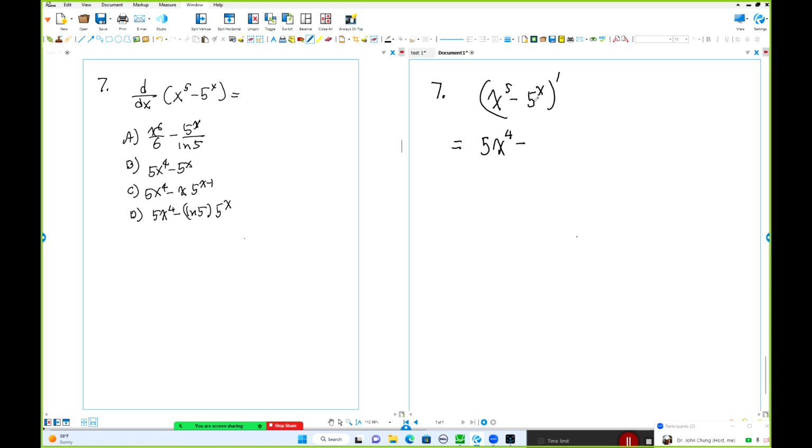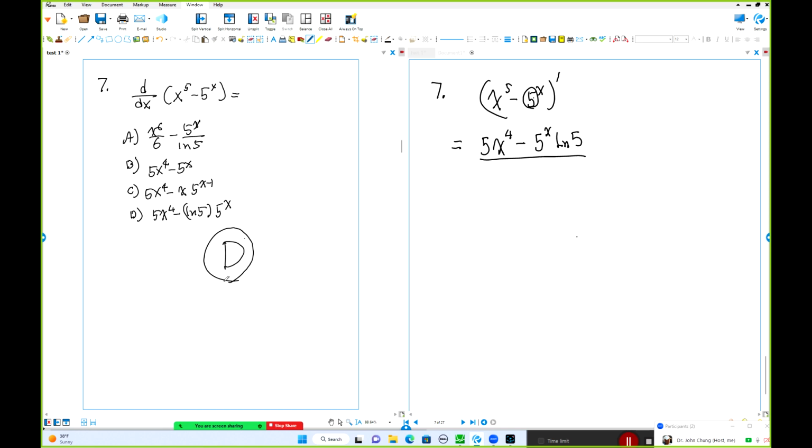But the second one is the exponential function, okay? That is not a power function. The exponential function is itself, 5 to the x, but we multiply it by what? ln 5, the base number, okay? That's the answer. Are you okay with this? So 5x to the 4 minus ln 5 times 5 to the x. Choice D is the answer, okay? Are you okay with this?